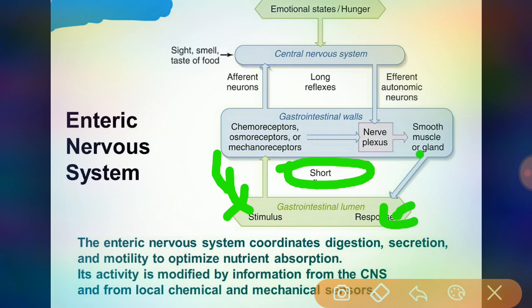So see here, the enteric nervous system completely coordinates and also helps in the digestion. Especially, the enteric nervous system is useful for coordinating digestion, secretion and motility movement. So it gives the movement to the GI tract. Why does it give the movement? Especially for optimizing the nutrient absorption. Also its activity is modified by the information from the CNS and also from the local chemical or mechanical sensors, which is modified by the information of the central nervous system.